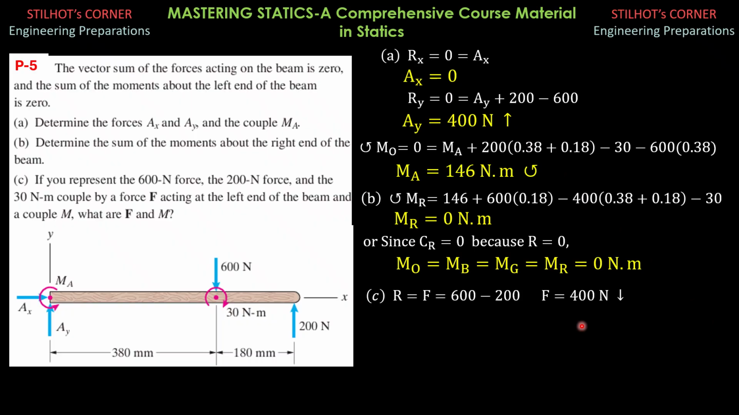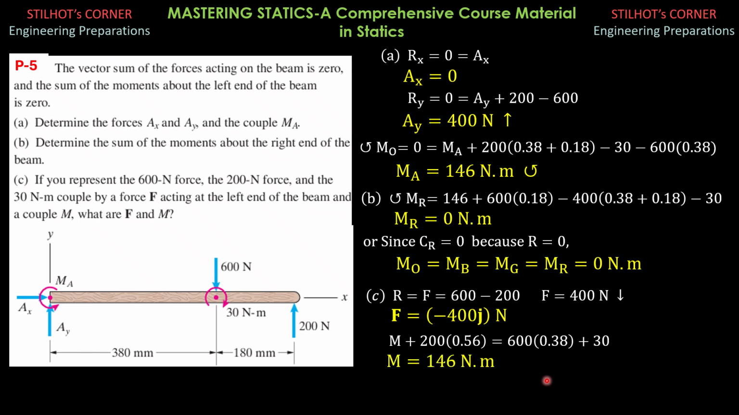Then for the moment at the origin, we calculate it counterclockwise positive. So this is the answer in vector form. So M, which is assumed to be counterclockwise positive, plus 200 times 0.56, since 0.38 and 0.18 is 0.56, then minus 600 times 0.38, then minus 30, then M is equal to 146 Newton meter counterclockwise. So that's it for this problem.